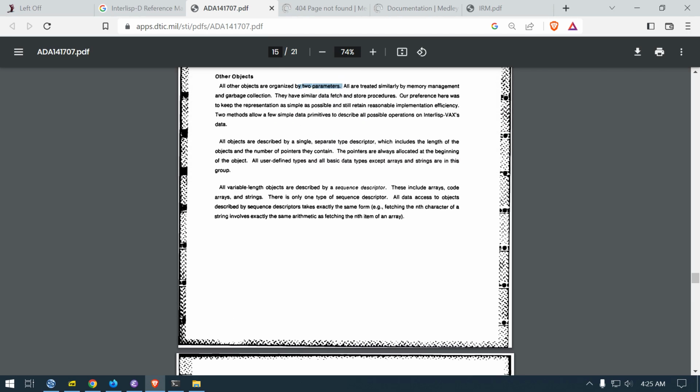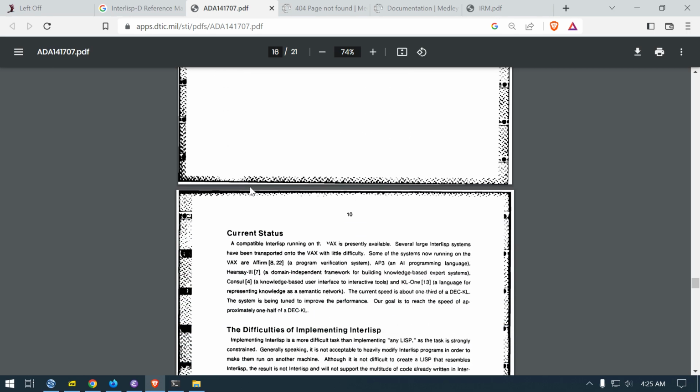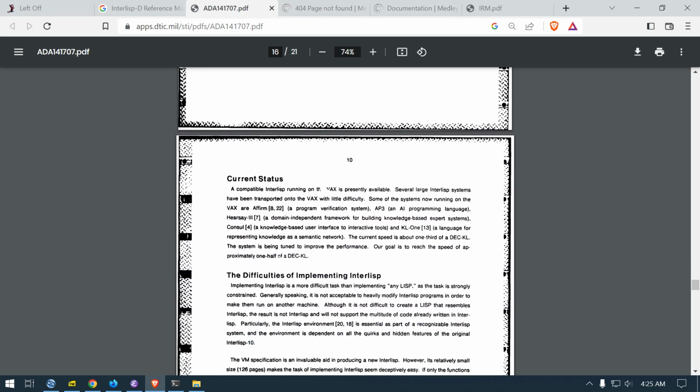And then this is talking about sequence descriptors for strings and different stuff like that. So the nth of a list will take the same time as the nth of an array and such. And so they finally got their Interlisp compatible and running on the system, and now it's available, or whatever, at the time.